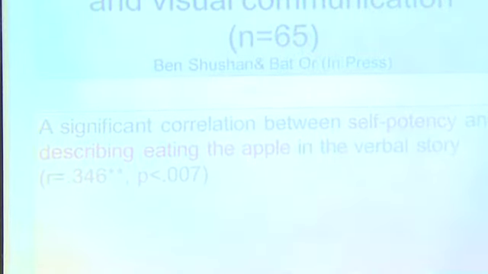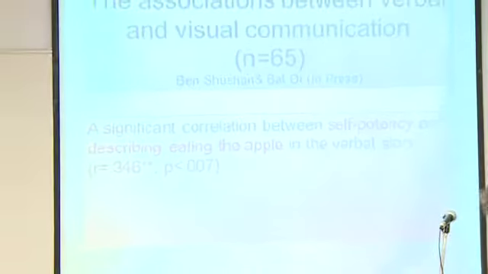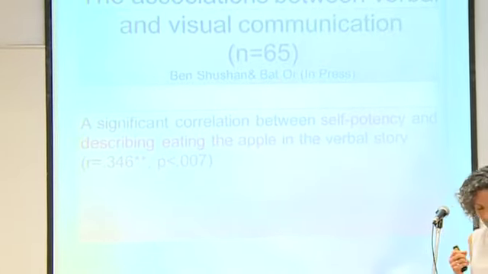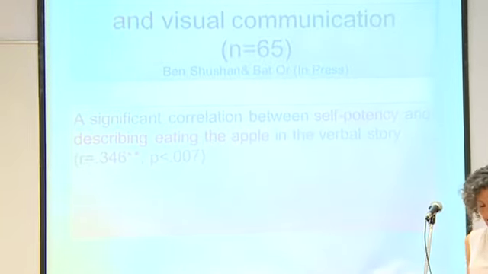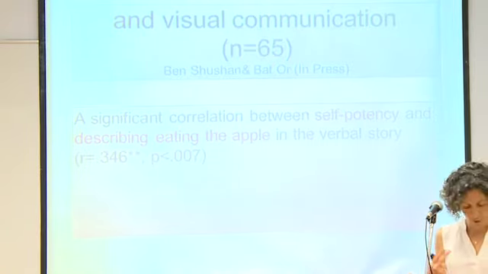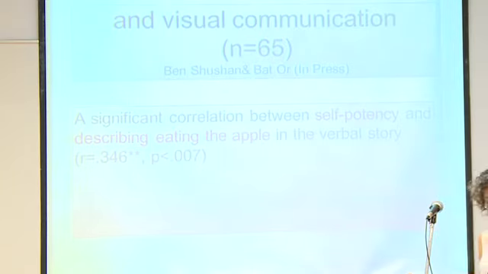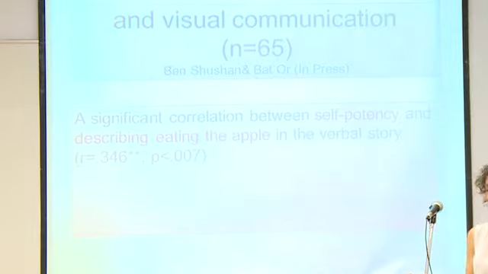We also asked the children to tell a story about what they did, and we also found some interesting results. The N is 65 children. We found a significant association between self-potency, as was measured by the camp, an interview that we did individually to each child, and describing eating the apple in the verbal story. So preschool children with higher self-potency actualize the apple in the end of their verbal story, showing in a concrete way their own benefits for their own efforts.